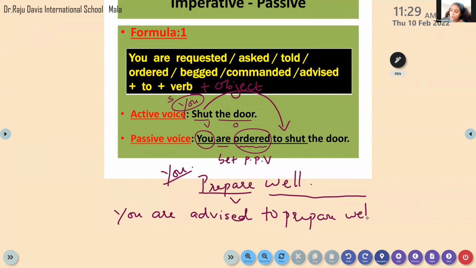See, if you learn this formula by heart, you will be able to change an imperative sentence from active voice into passive voice, whether the sentence has an object or not. But the second formula is only possible with an imperative sentence with an object. If there is no object, you cannot use the second formula. So it would be better to stick with this formula.